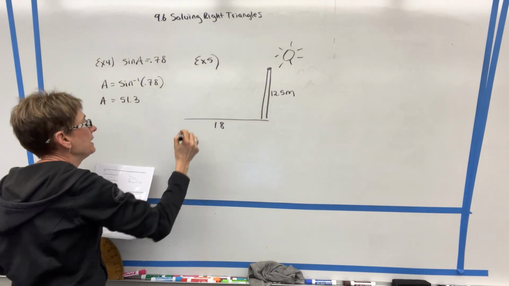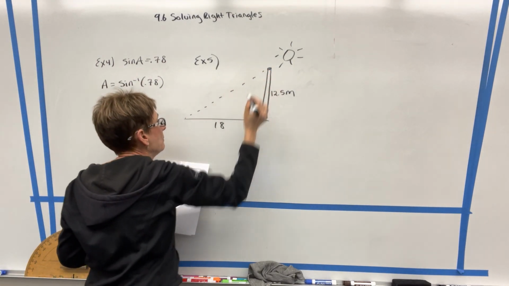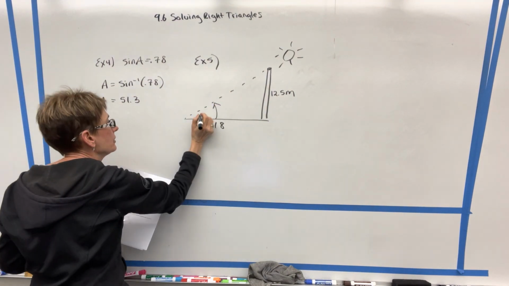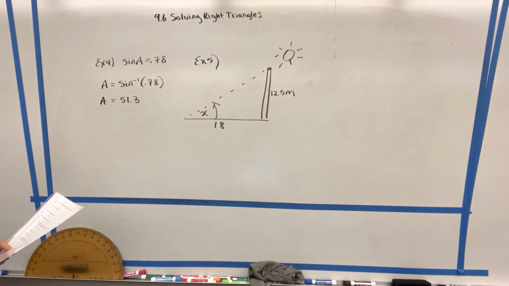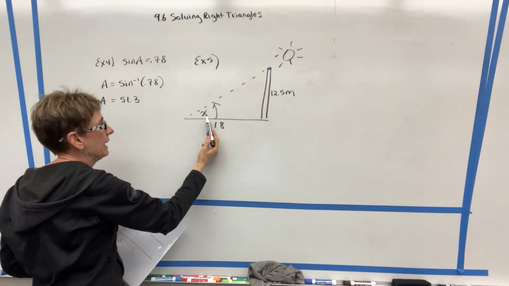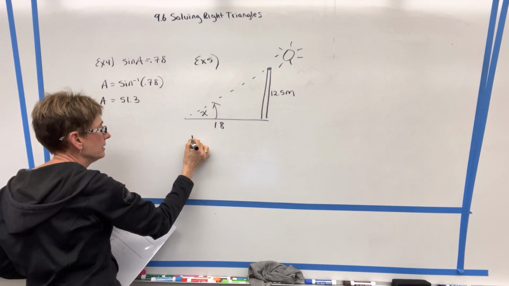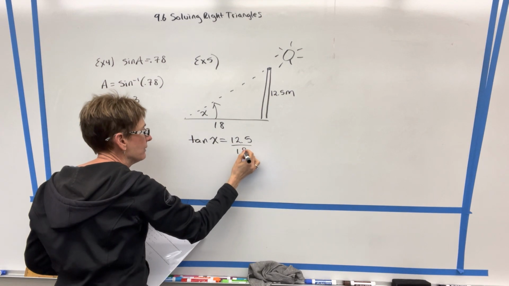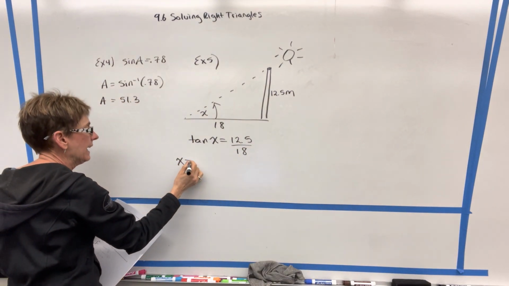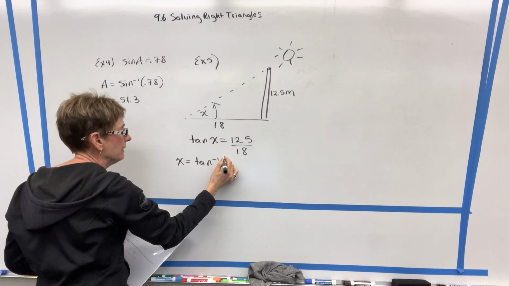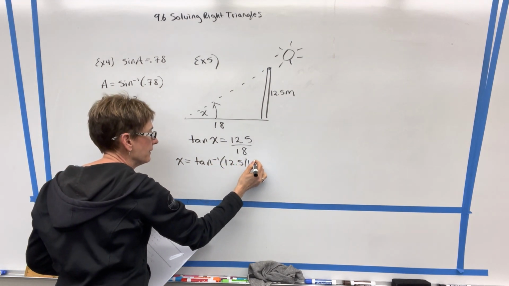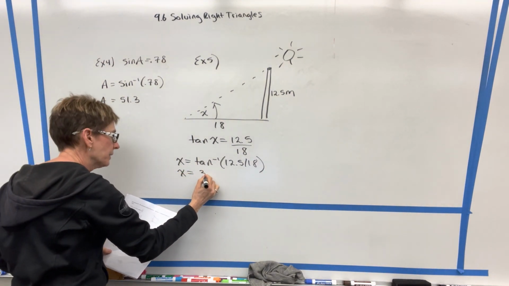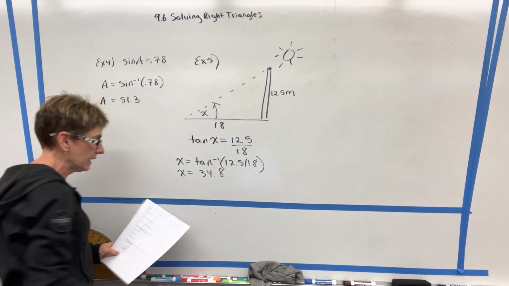And they want to know the angle of elevation. Now remember, the angle of elevation means from a horizontal line going up. So we're going to call that X. So we can see here we have an angle, an opposite, and an adjacent. So I'm going to write the tangent of X is 12.5 over 18, or that angle X is going to be the tangent inverse of 12.5 over 18. When I punch that into my calculator, the calculator is going to tell me that the angle I'm looking for is 34.8.